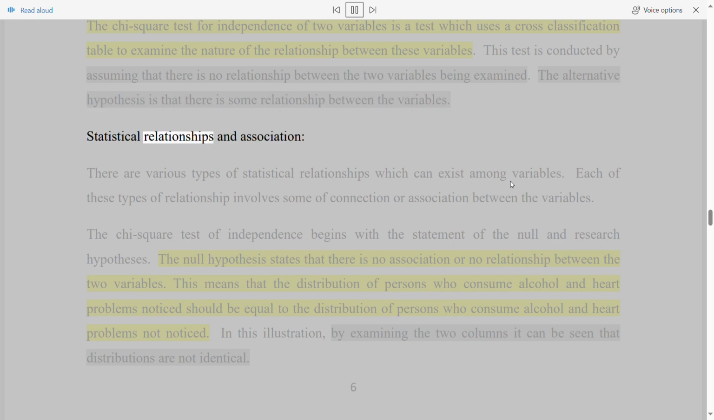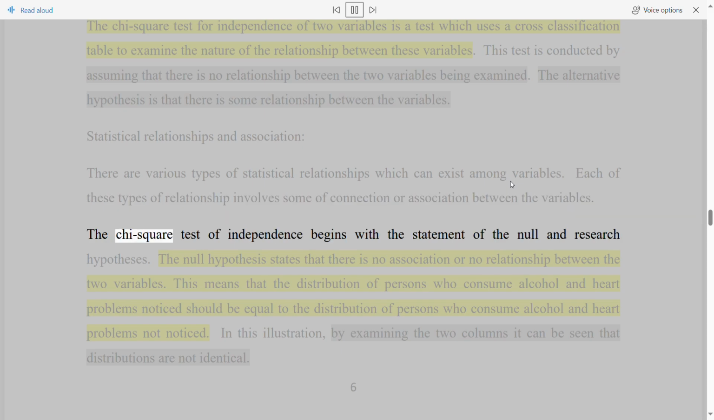Statistical relationships and association. There are various types of statistical relationships which can exist among variables. Each of these types of relationship involves some sort of connection or association between the variables.